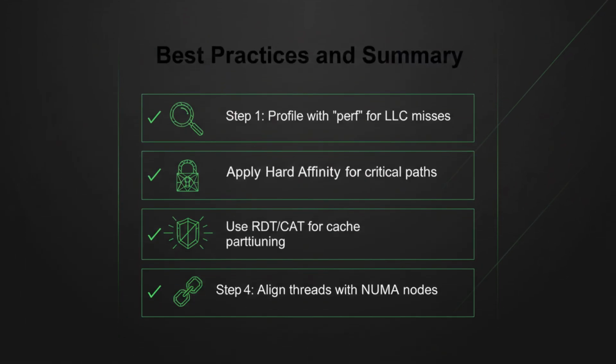To wrap up, optimizing task latency through cache control requires a multi-layered approach. First, profile your application to understand its cache footprint. Use perf to monitor LLC misses. Second, utilize hard affinity for your most critical threads to keep caches warm. Third, on supported hardware, use Intel RDT or CAT to partition the shared L3 cache, protecting your gold tasks from noisy neighbors. Finally, always align your threads with your NUMA topology to avoid interconnect bottlenecks. By mastering these CPU-level controls, you ensure your infrastructure remains ultra-scalable and highly available under the most demanding loads.